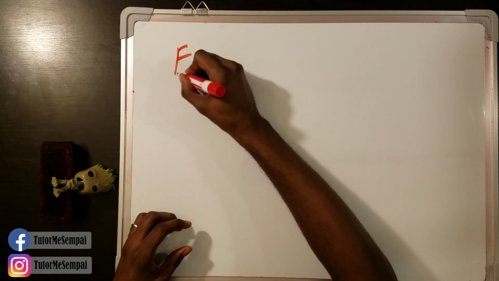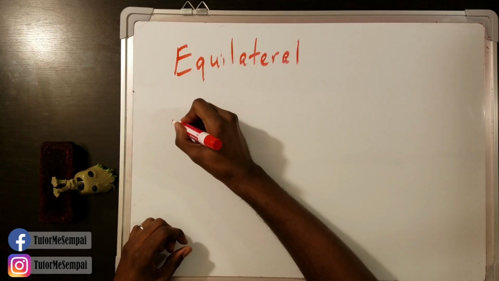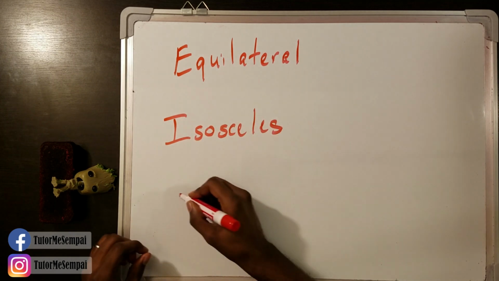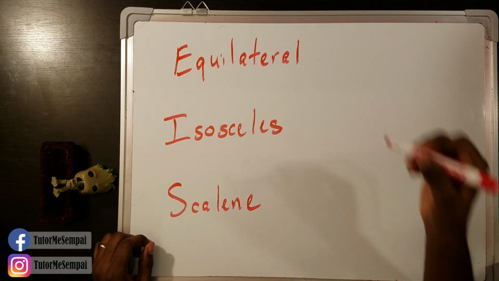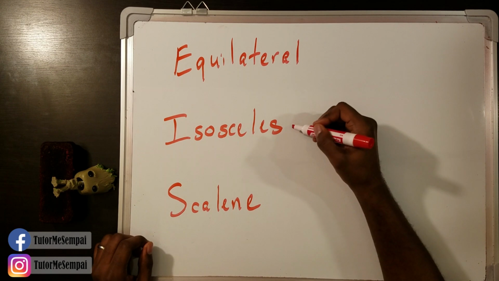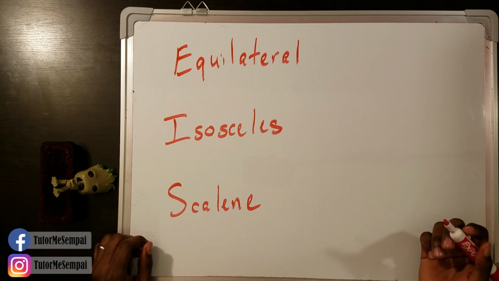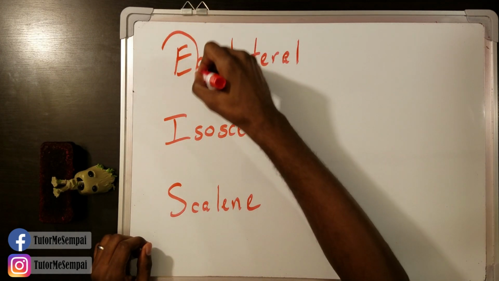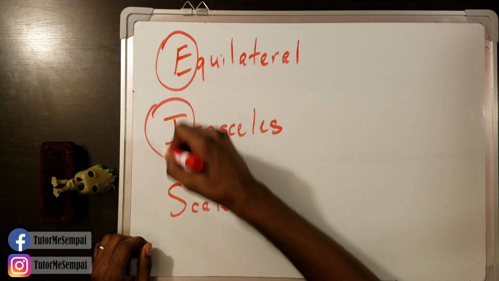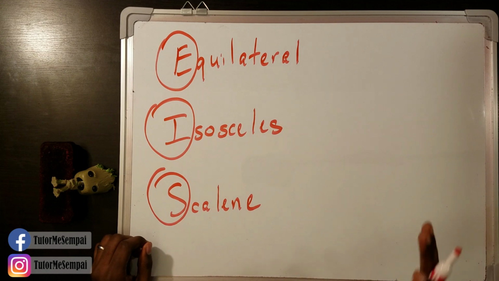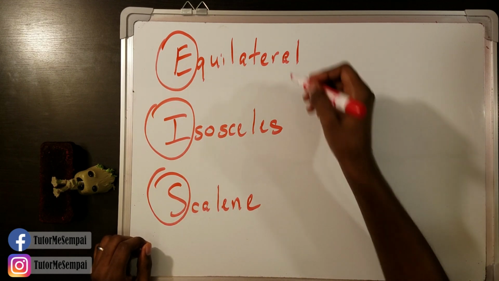So the first trick, our visual, will start with us writing out each of the names. So we have an equilateral triangle, isosceles triangle, and scalene triangle. And if you notice, when you have these capital letters, we have a little trick we can use. So let's take this first one.